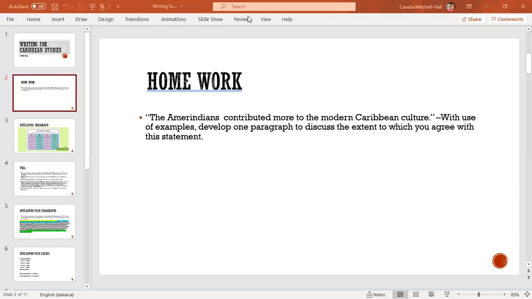Sir, I'd write more. You'd write more? Yes, sir. But this is a paragraph. How would you approach it? I would expound more as it relates to the Amerindians' lives and compare it to our lives now, and how some people still actually live like Amerindians or are descendants of Amerindians. All right, good.